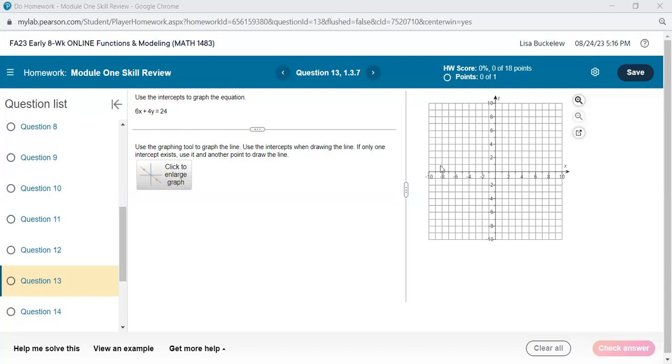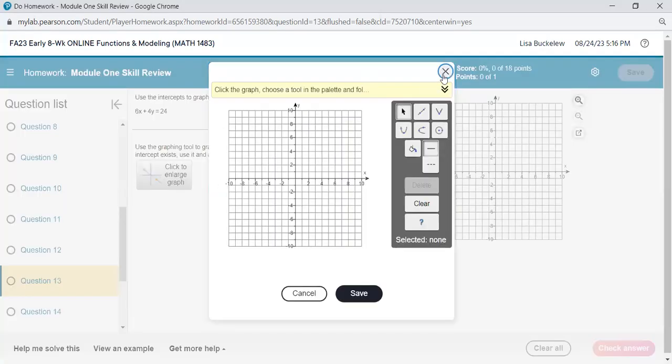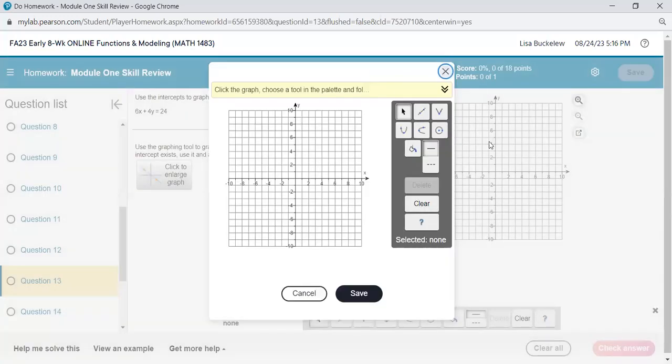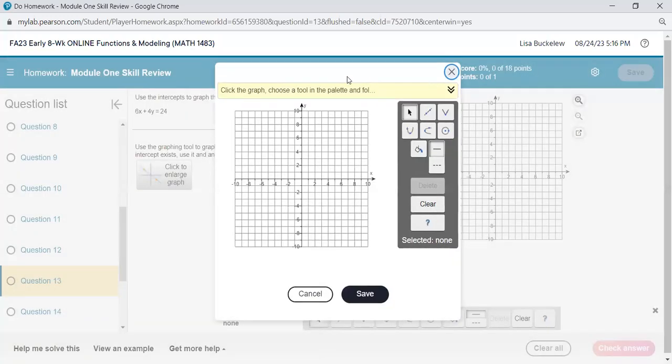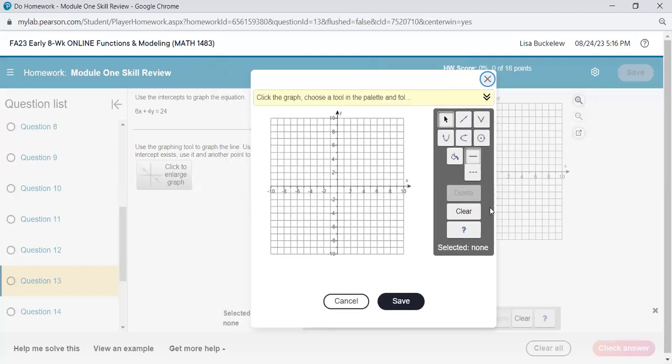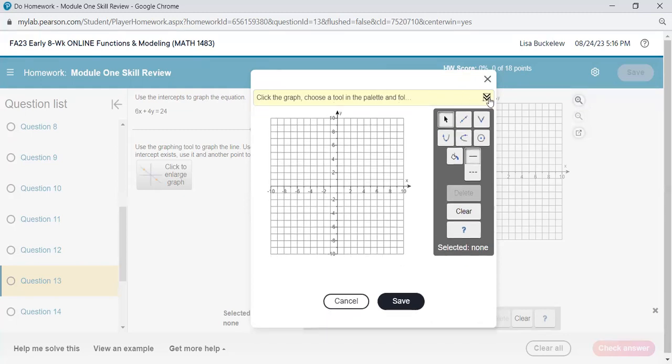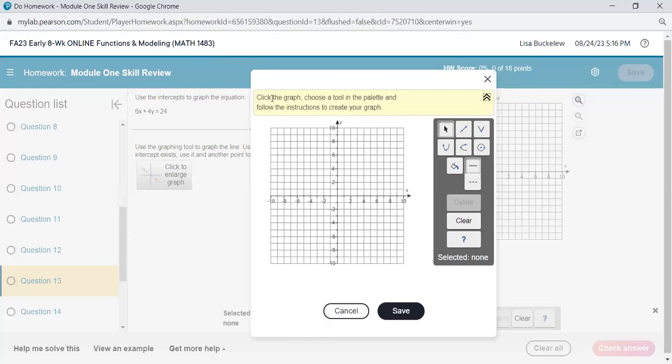Okay, so we figure out our intercepts, and now you can either click on the enlarge graph like this, or you can click on the bump out screen on the answer side of the column. Either way, you're going to get the grid and then all the features over here. They'll give you the instructions across the top. It says, click the graph, choose a tool in the palette, follow the instructions to create your graph.